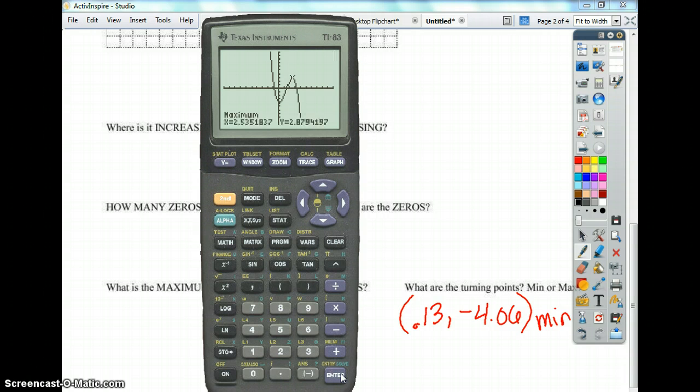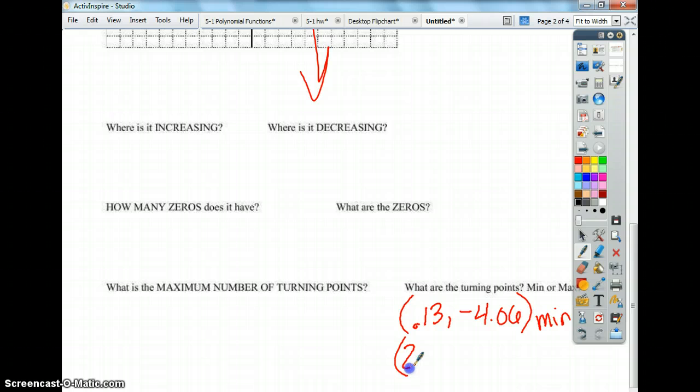Now, does the max happen at exactly 2.5? No, pretty close to it. So the max is at 2.54 and the y value 2.88. And we'll label that as a max. Once you get that far, you're about halfway done. No, you're about 3/4 of the way done.